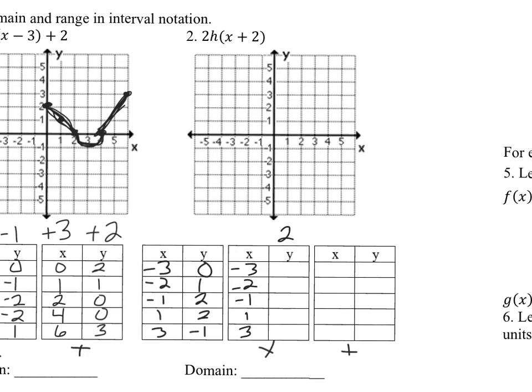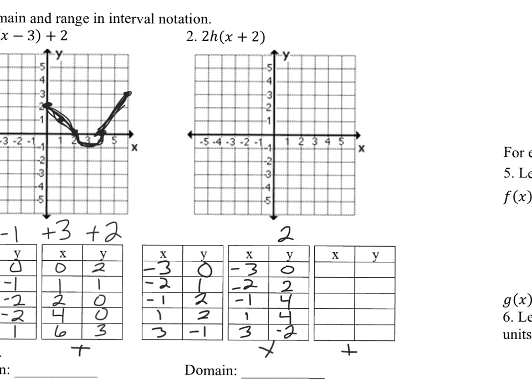Okay, now let's go ahead and multiply. 2 times 0 is still 0. 2 times 1 is 2. 2 times 2 is 4. 2 times 2 is 4 again. And then 2 times a -1 is -2. Now let's look and see what we got to do next.